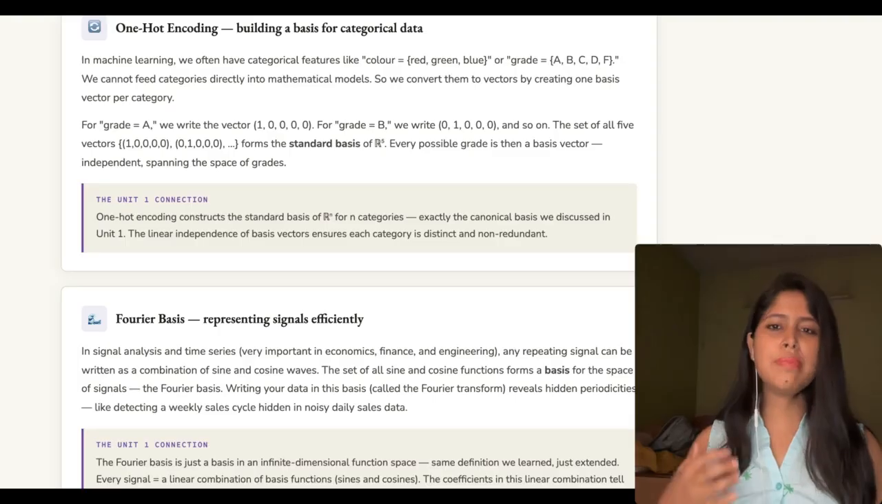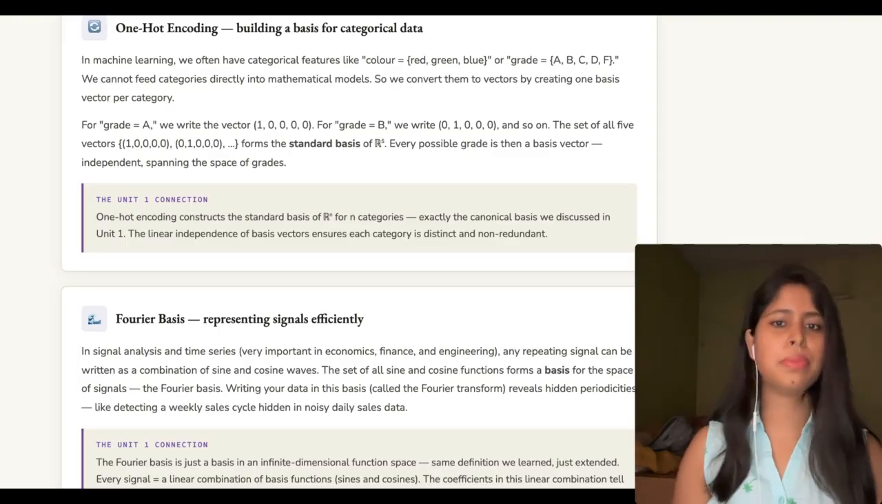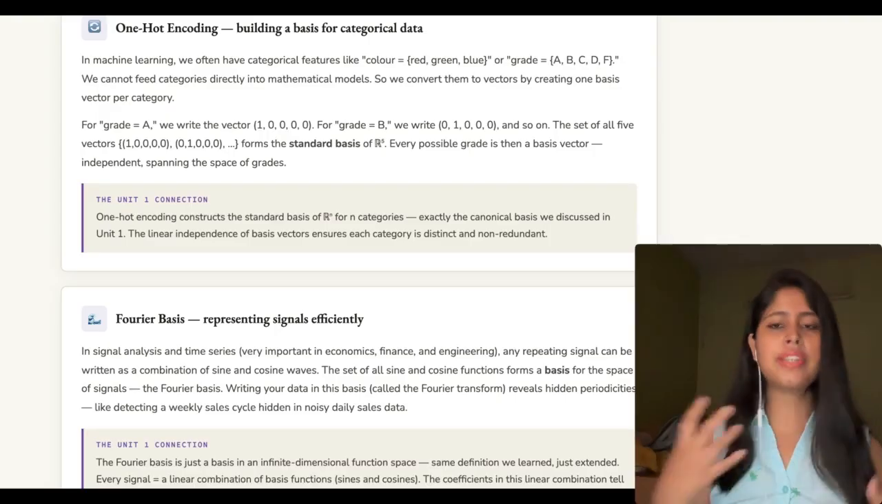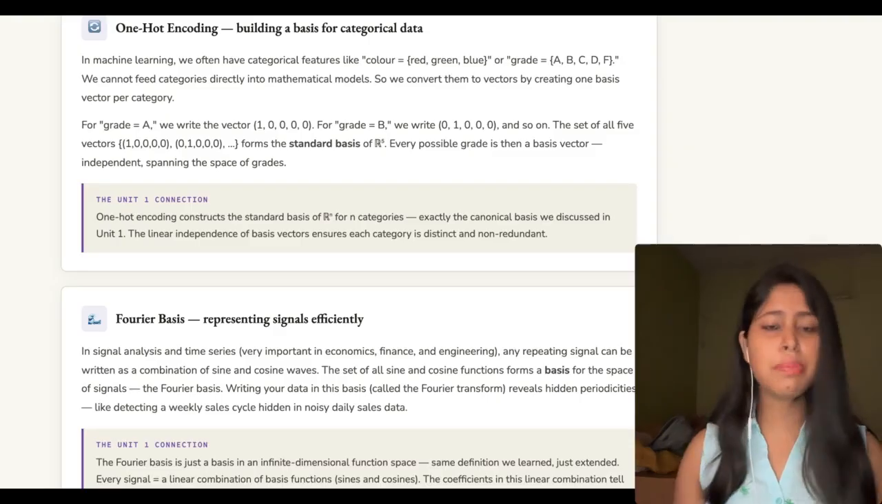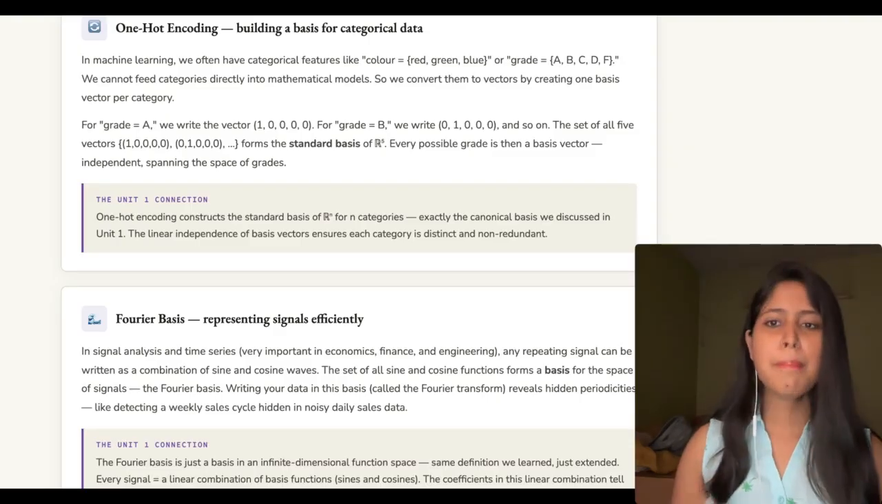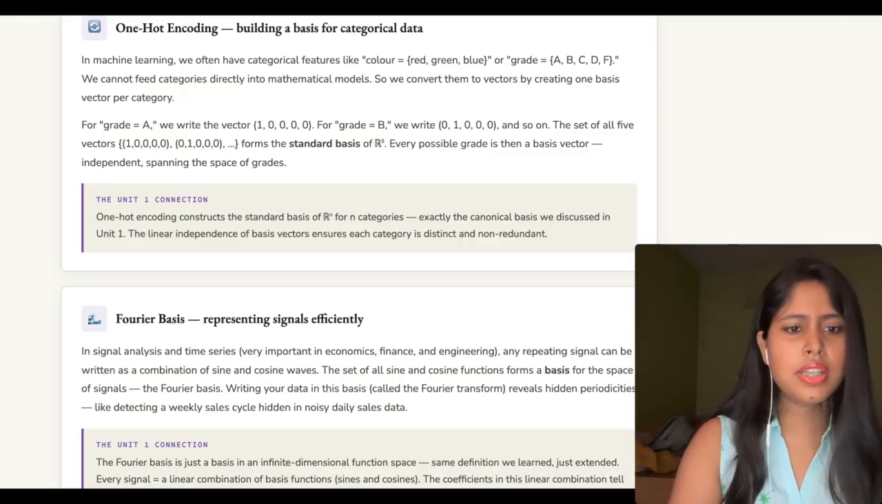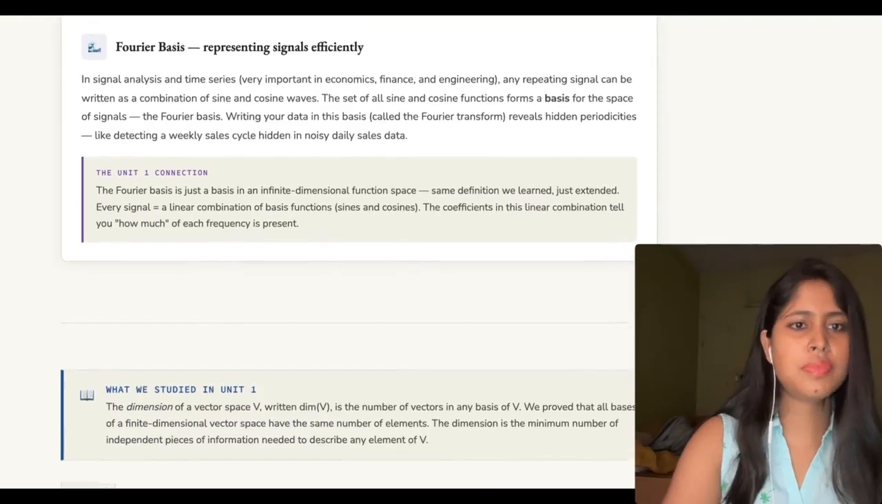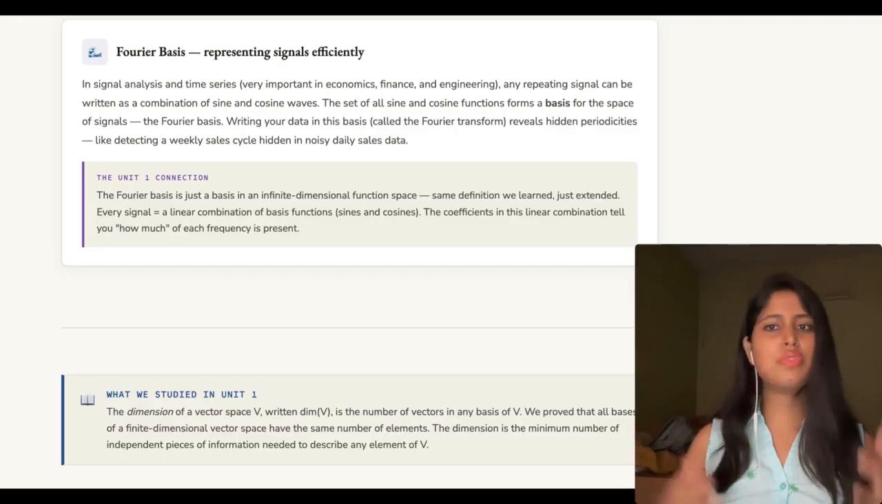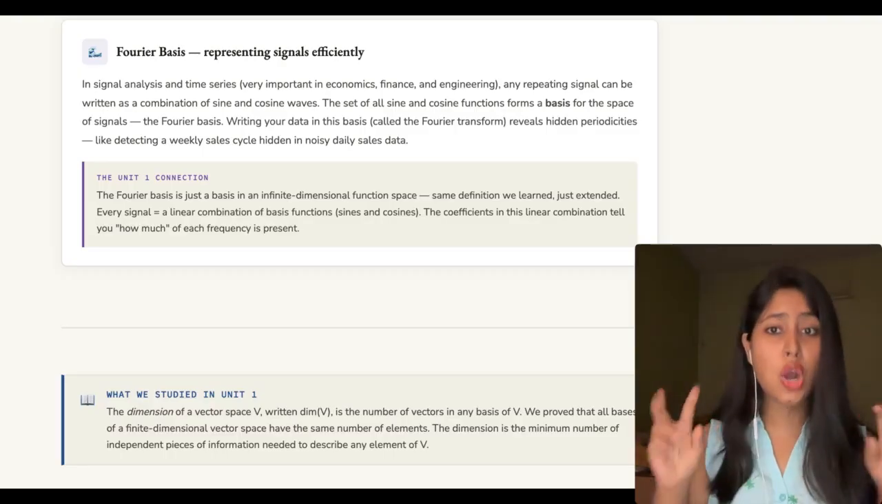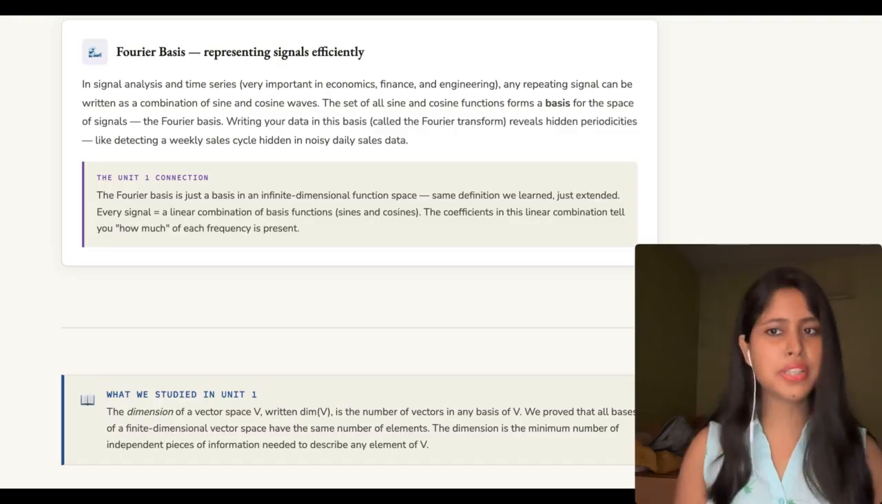Now, here's a slightly more advanced but very important example. In economics and finance, data often comes as a time series: sales figures each week, stock prices each day, temperature readings each hour. These time series can be expressed in a different basis called the Fourier basis, made up of sine and cosine waves of different frequencies. Let me show you this. When you write your time series in the Fourier basis, each coordinate tells you how much of a particular frequency is present in your data.